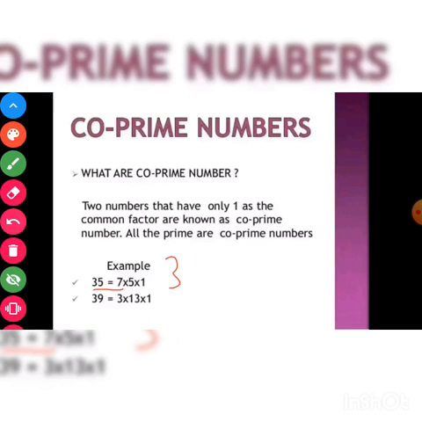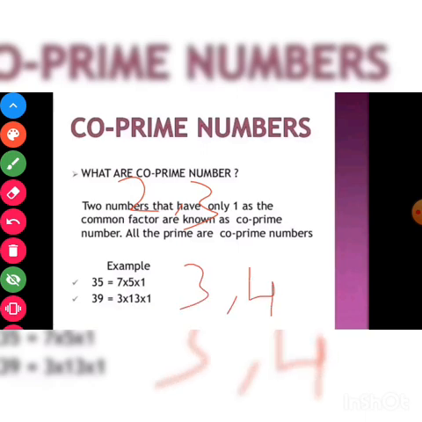Some more examples of coprime numbers. If you take 2 and 3, they are also coprime numbers because their common factor is only 1. If you take 3 and 4, they are also coprime numbers because they also have only 1 as a common factor. So from here you can conclude that two consecutive numbers are coprime numbers, whether they are prime or composite.